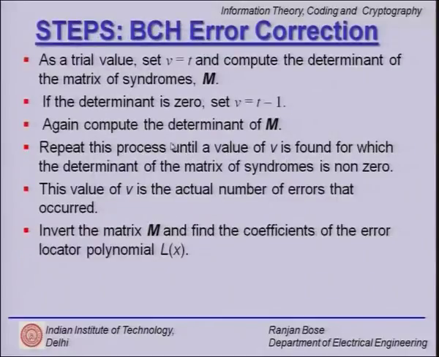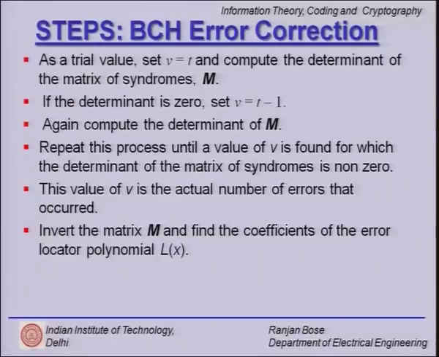So, these are the steps that we do. We always start with the worst case. Suppose the maximum number of errors occur for which it was designed. So, you set nu equal to t and compute the determinant of the matrix of syndromes M. Now, if t errors have occurred, then its determinant will be non-zero. If it is 0, it means that fewer than the number of errors for which you have designed have occurred. Suppose you have designed for 3 error corrections and only 2 errors have occurred, then the determinant will be 0. Then of course, you lower it to t minus 1 and so on until the determinant is non-zero. That will tell you how many errors have happened.